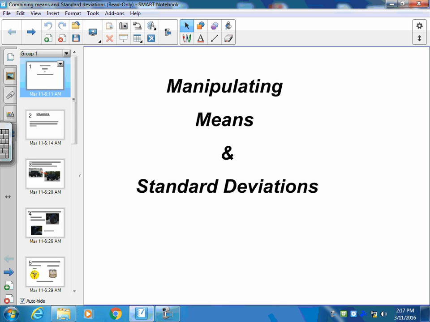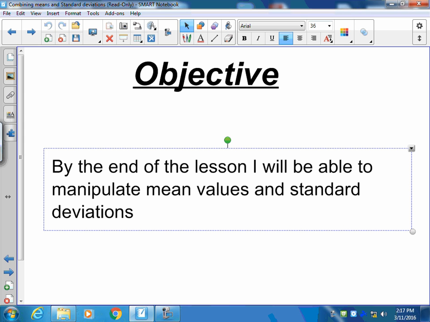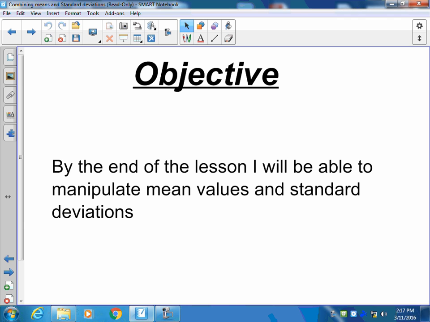Hello and welcome to today's lesson on manipulating means and standard deviations. Our objective for today: by the end of the lesson, I'll be able to manipulate mean values and standard deviations, both with scale factors and with combining means and standard deviations.